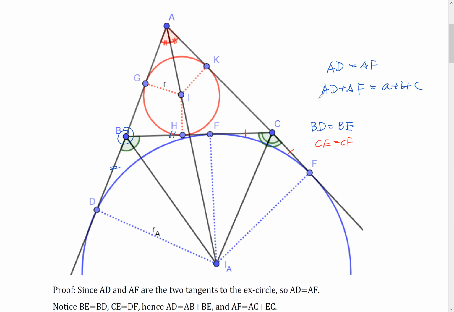Right? So now you have AD plus AF is literally AB plus BE plus EC, and then plus AC. That is a plus b plus c, no? The perimeter of ABC. So this means AD equals AF equals s. s is the notation that we use for the semiperimeter. So s equals (a plus b plus c) divided by 2, something that you would use in Heron's formula, for example.